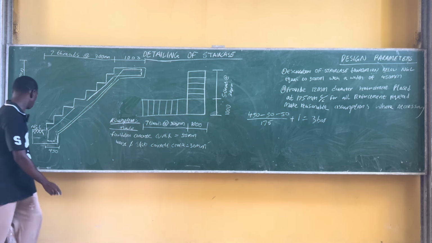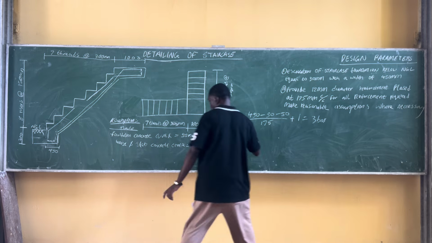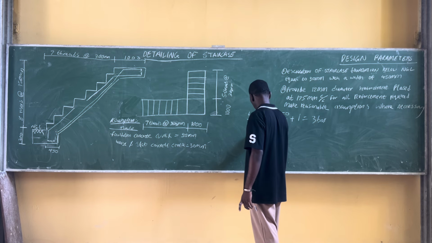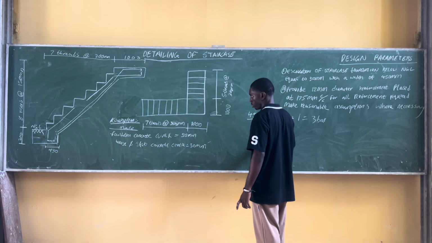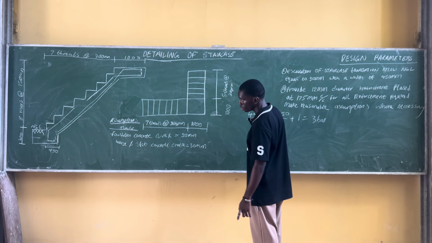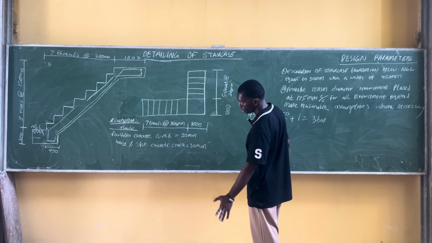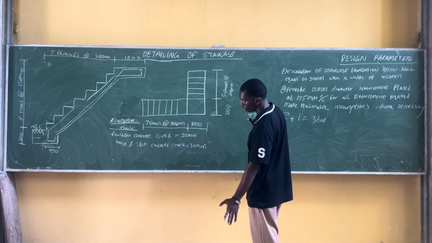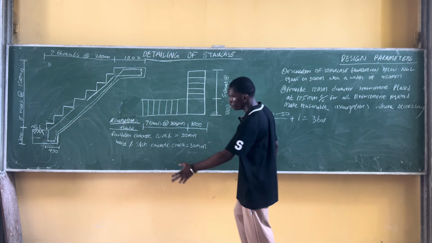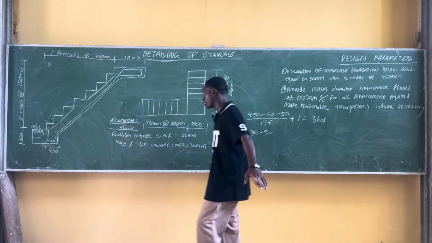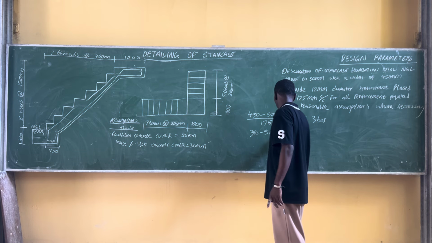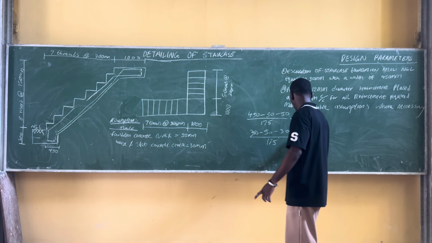So I'll do 300 minus 50, minus, okay, yes, that's the excavation height again, minus this concrete cover, also a little bit of spacing, 30, divided by our 175 plus 1. What are we getting?